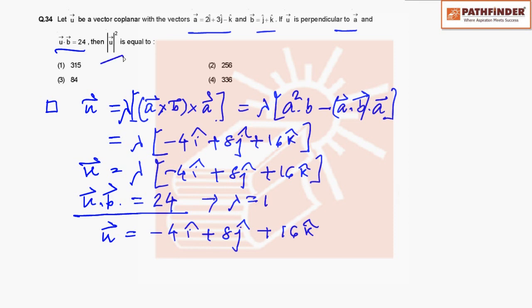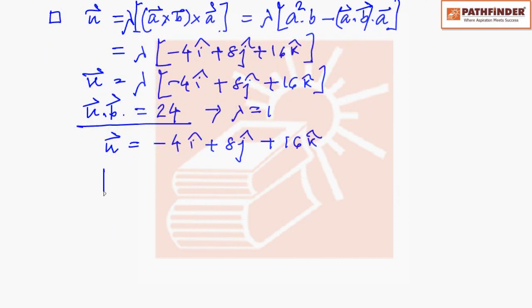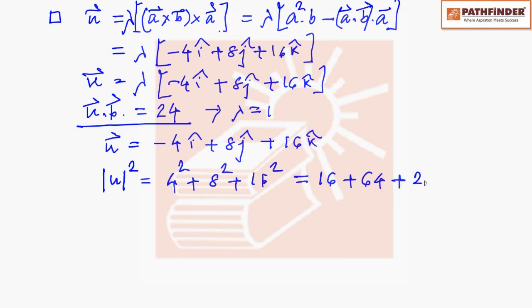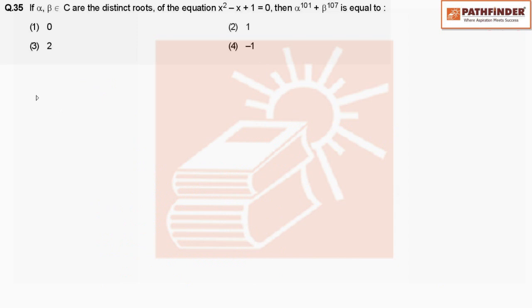So they are asking to find out modulus of U square. So we are getting what? If we calculate mod of U square will be what? 4 square plus 8 square plus 16 square, that is 16 plus 64 plus 256, which is equal to 336. Hence our answer is 4, which is 336. Now the next question is question number 35.